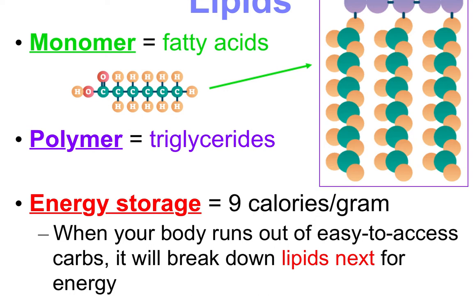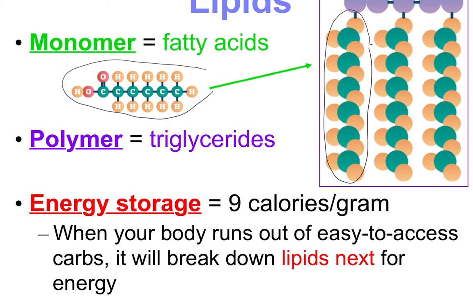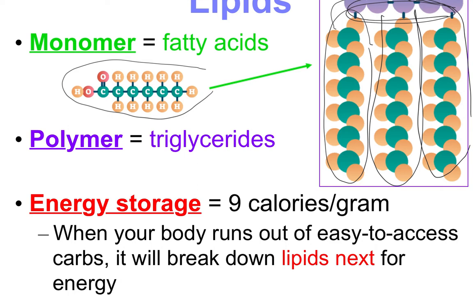Now, lipids store 9 calories for every gram of a lipid. And so when your body runs out of that easily accessible carbohydrates, it will then start to break down lipids next for energy. But to clarify the structure of lipids, a monomer is this carbon and hydrogen and oxygen chain, and we see them right here. Triglycerides are a polymer of a lipid, and it has 3 of these monomers kind of hanging off this row right here, and that's why they're called triglycerides, because there's 3 of them.